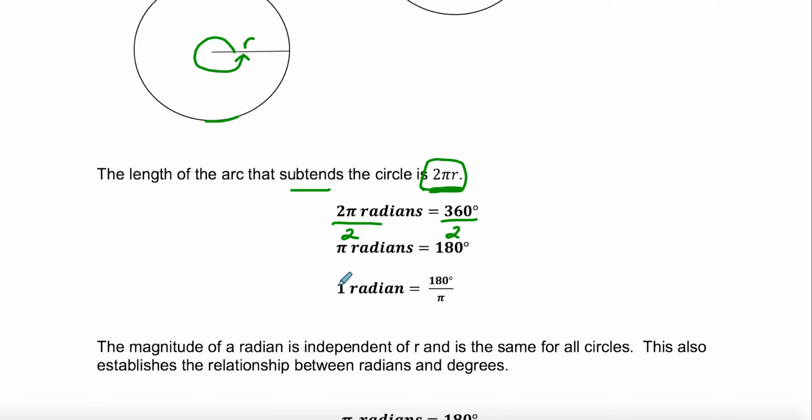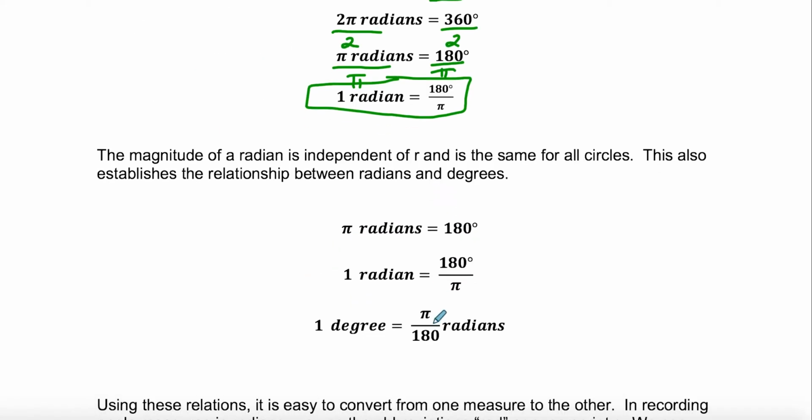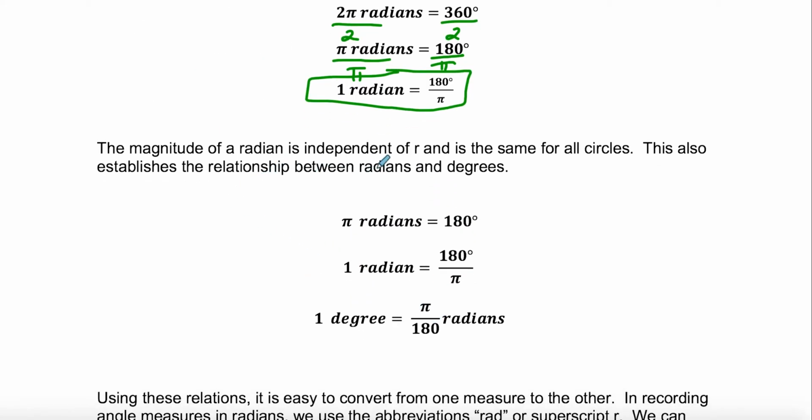Therefore we can say that 1 radian, if I divide both sides by pi, is equal to 180 degrees divided by pi. This is a formula that we need to know: 1 radian equals 180 degrees divided by pi. The magnitude of a radian is independent of r, and it is the same for all circles. This also establishes the relationship between radians and degrees.